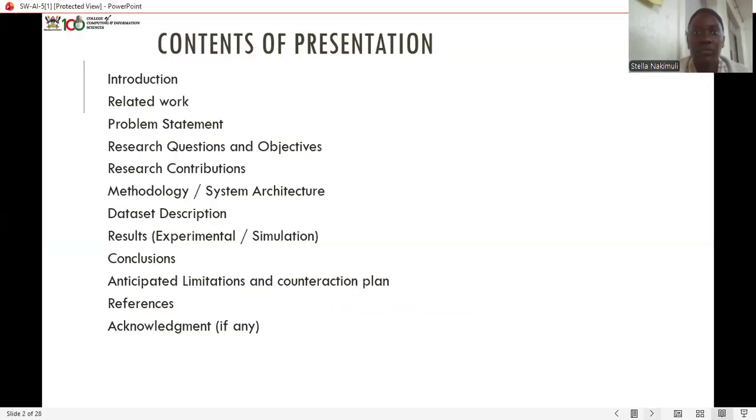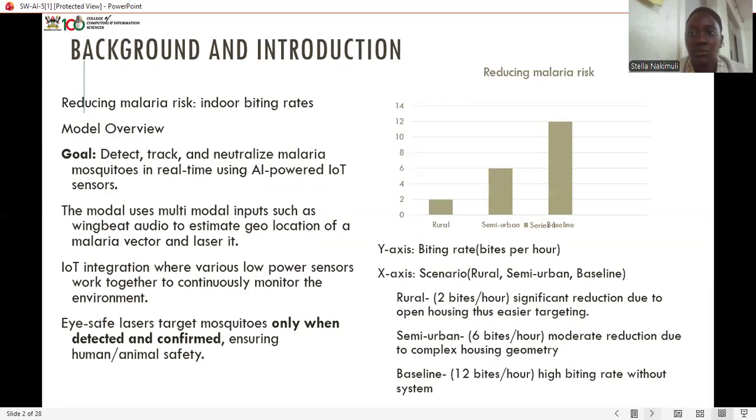As I proceed, these are the important fields I'm going to go through, which include the related works, the problem statement, the research questions and objectives, research contributions, methodology, database description, results, conclusion, and then others. To move on, here is a background or introduction to this project.